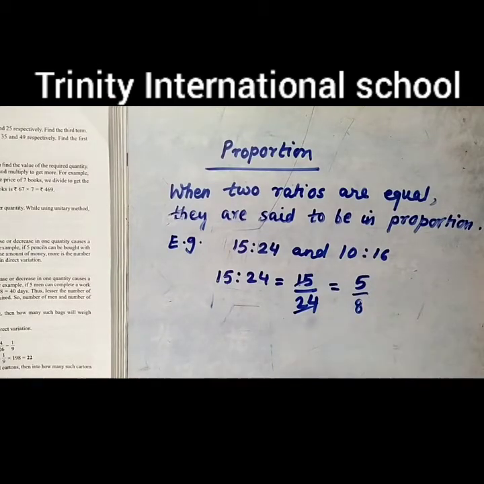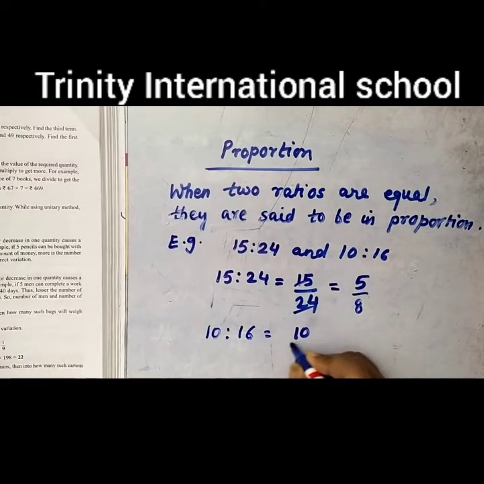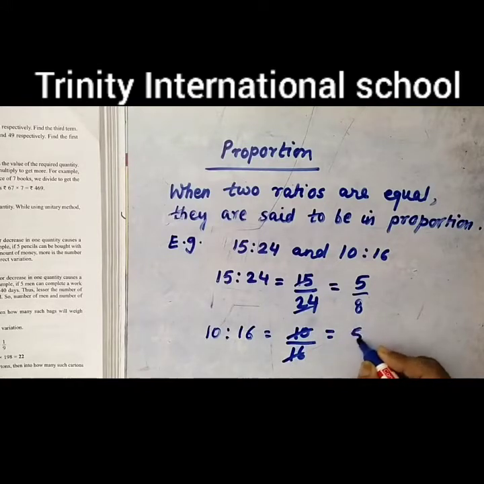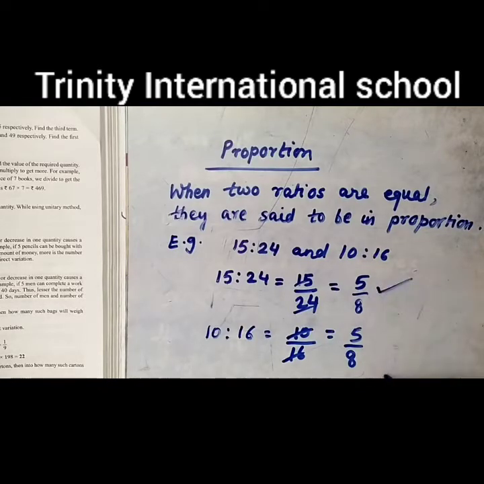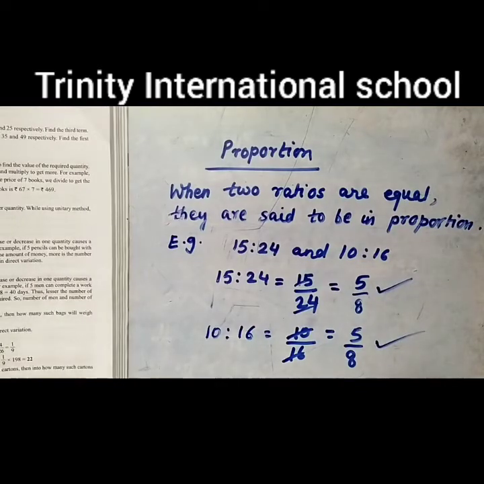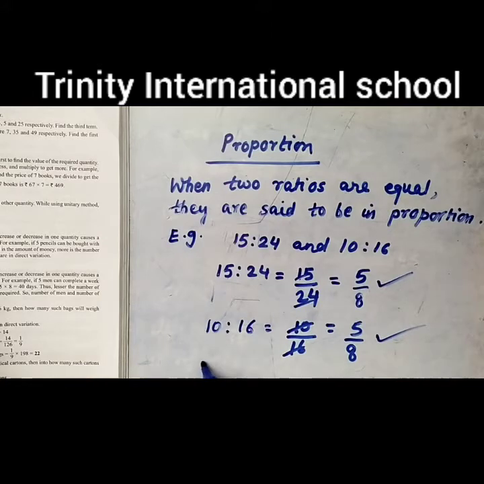Now let us take the next ratio, that is 10:16. Write it in fraction form. Then you have 2 as a common factor. Now 2 5s are 10 and 2 8s are 16. Now what you can observe is this 5/8 and this 5/8 are the same, isn't it? They are equal. So you can say that 15:24 and 10:16 are in proportion.